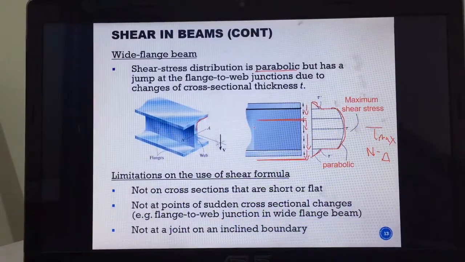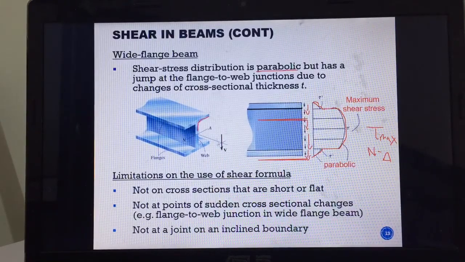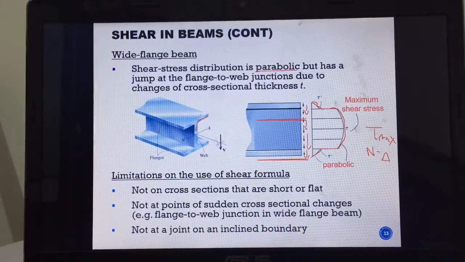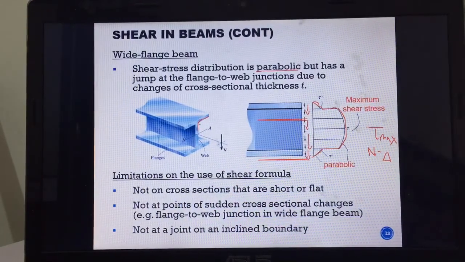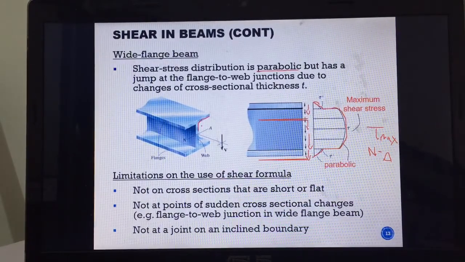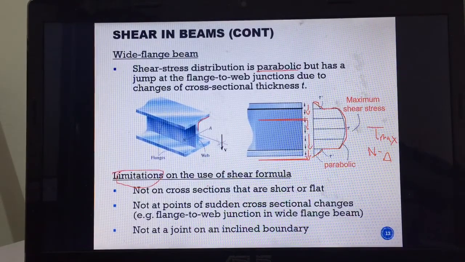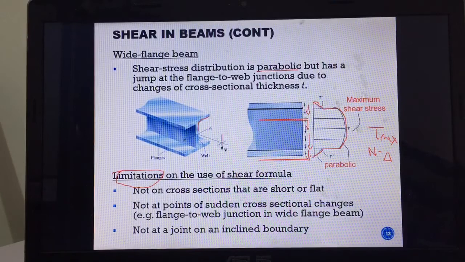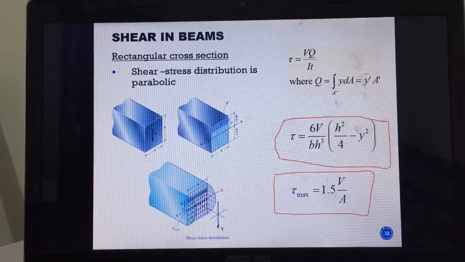Another thing is that the shear formula should not really be used in this kind of area. It becomes more inaccurate around this sudden change of thickness. So we have these limitations on the shear formula that you need to acknowledge. The first one is that it does not apply on cross sections that are short or flat. What I mean by that is, we go back to the previous slide.